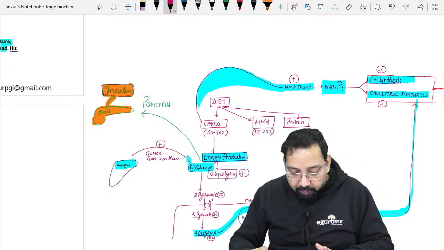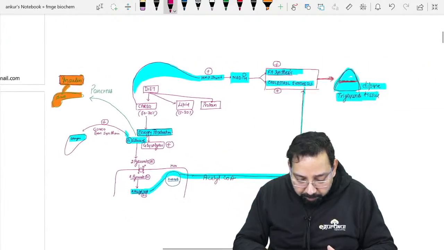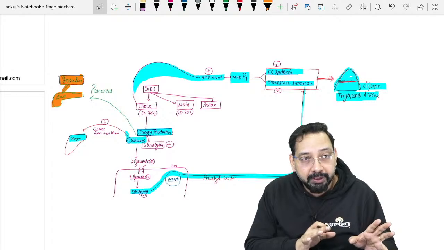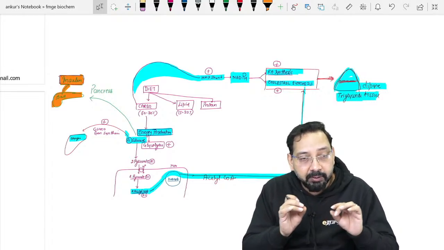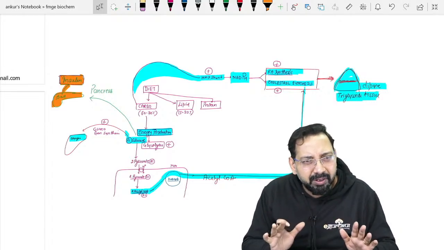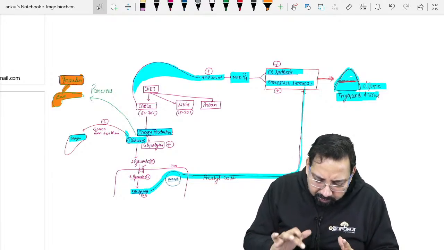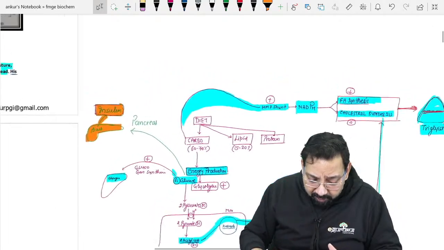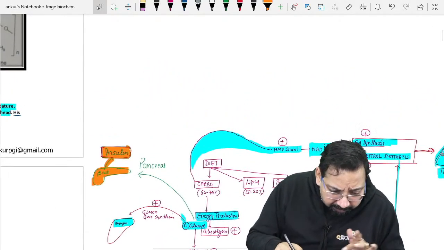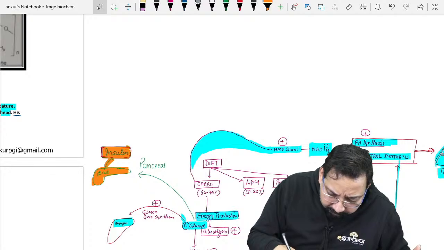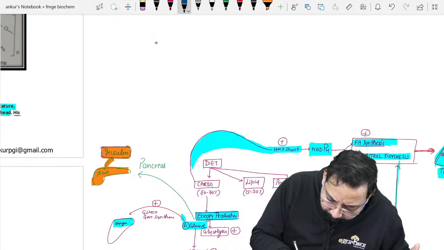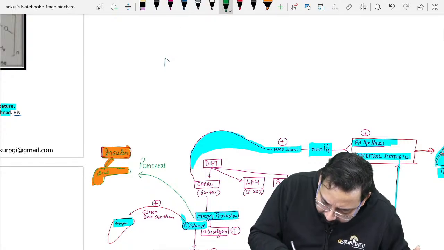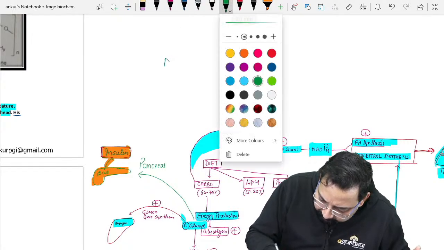So no need to mug up which pathway or which enzyme is catabolic, which is anabolic, which is activated by insulin, which is inhibited by insulin. No need. Just remember, insulin wants that blood glucose should be decreased. Why? What I write here is a very, very important mnemonic. You will also write it on the top of the page.